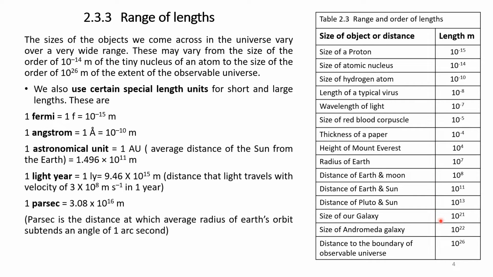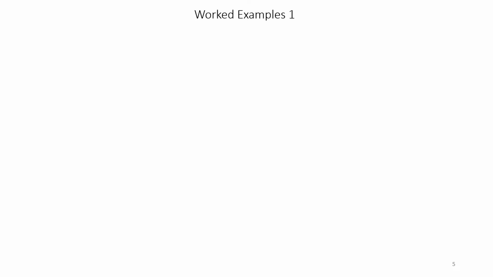The largest distance or size of an object is the distance to the boundary of the observable universe. So please note down, and it is also given in your textbook. The concept of measurements will be explained using a few examples.